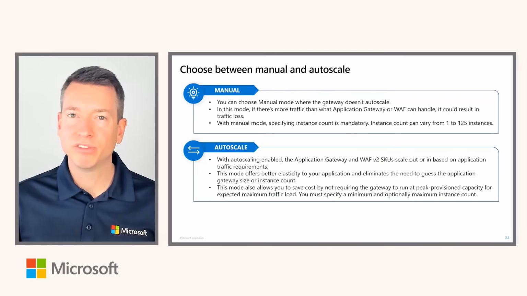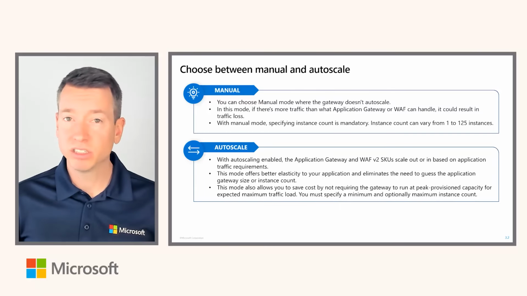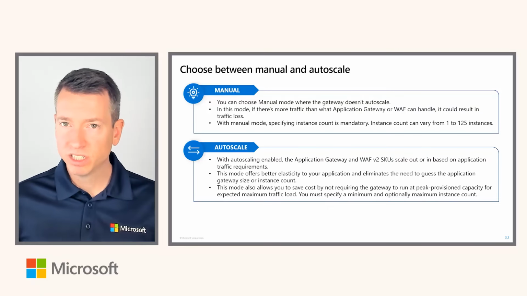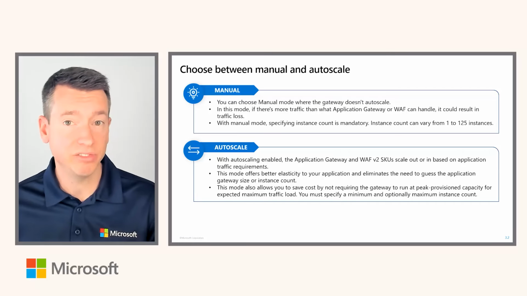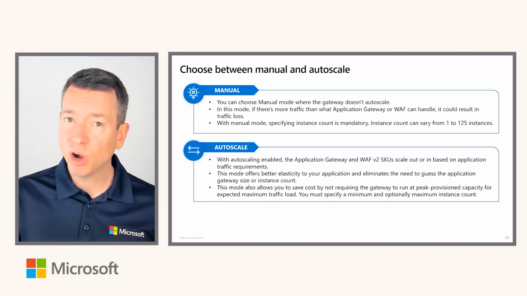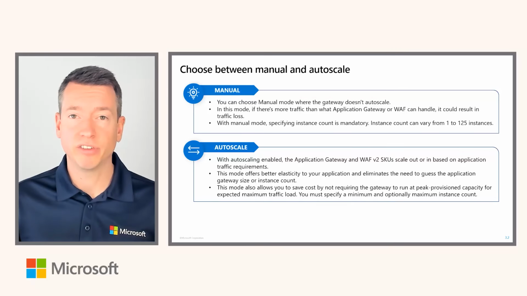Application Gateway can be configured to scale in 2 modes. In manual mode, the gateway doesn't auto-scale. With manual mode, specifying instance count is mandatory. Instance count can vary from 1 to 125 instances, and use auto-scaling to scale out or in based on application traffic requirements.